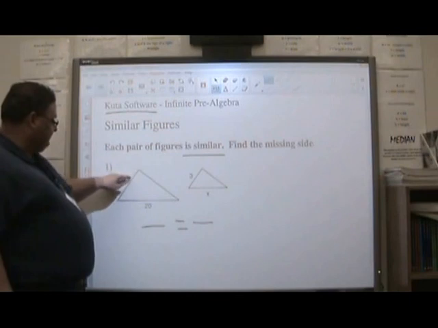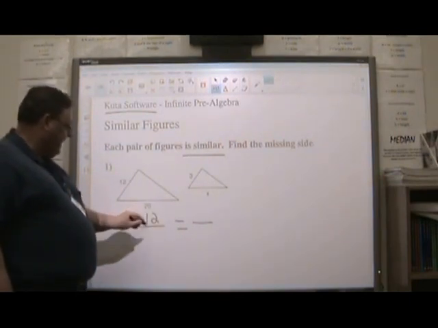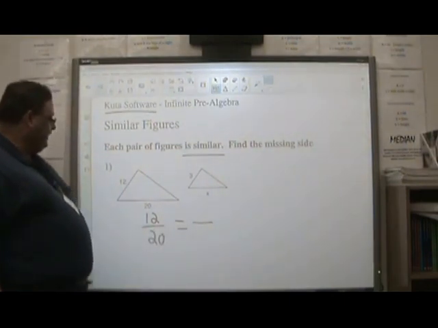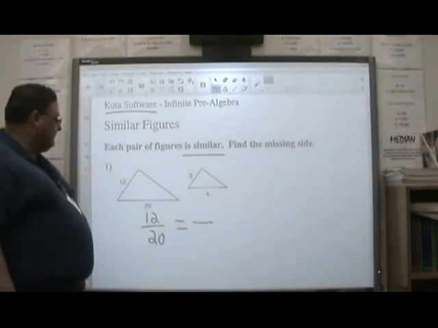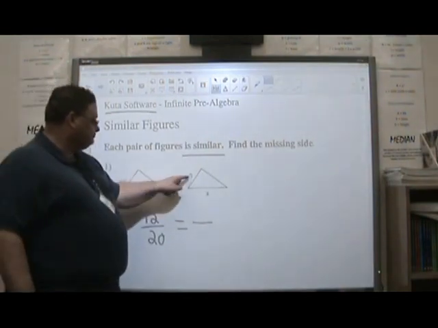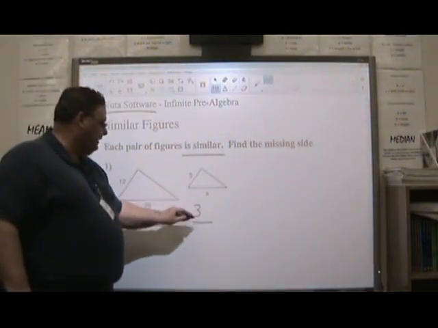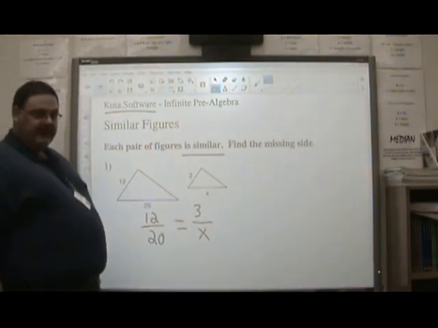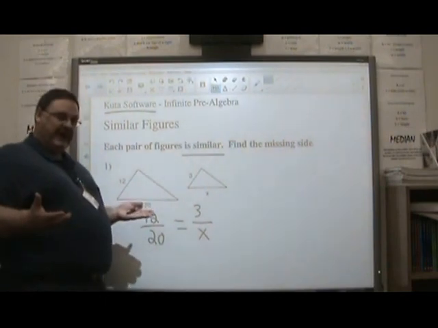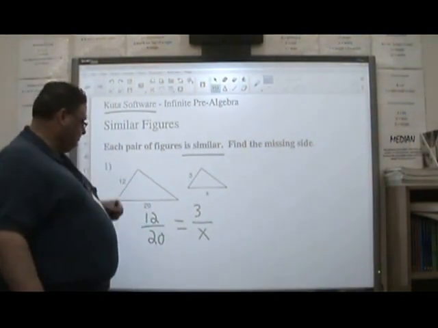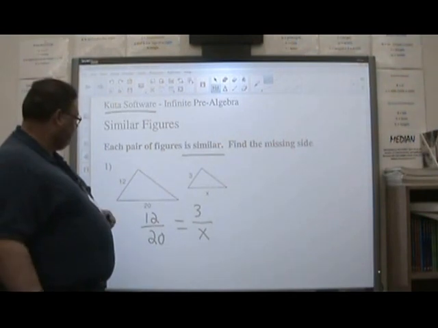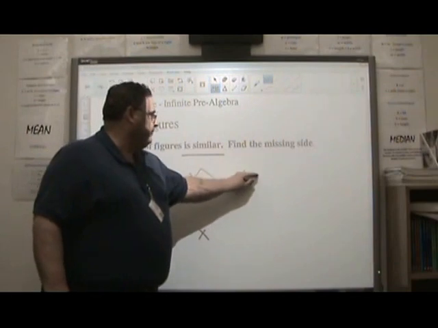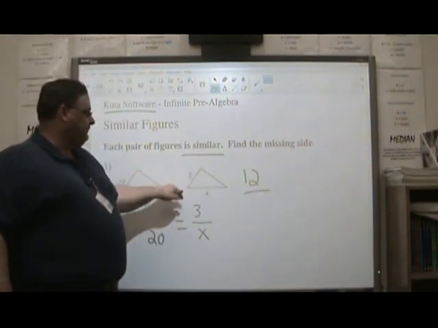I'm going to say that the left side, 12, I'm going to compare it to the bottom side of my big one, 20. Okay? And so now you see I've made my fraction. And I'm going to compare that to the left side of the small, or 3, as the bottom is to the little one, or x. Okay? Well, I said, does it matter? And I went, no. Well, what do you mean by that? So let me show you. What if I said 12, or the left side of the big, and I want to compare that to 3, the left side of the little.